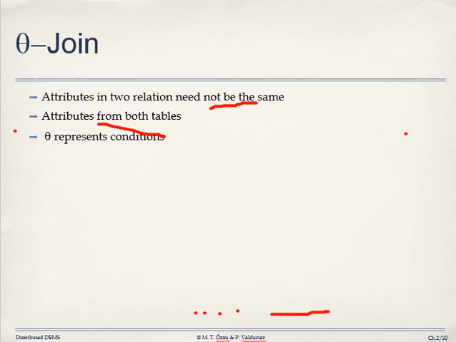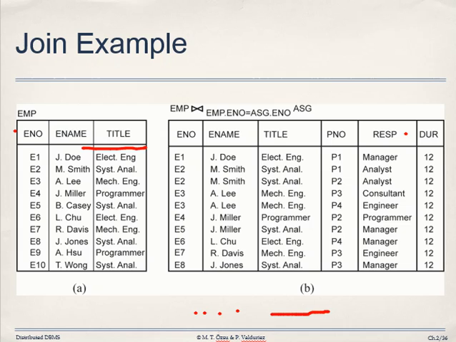In the result we will get the attributes from both the tables, and theta represents the condition. Okay, so this is the case of a theta join. Okay, here we have an example of the theta join.